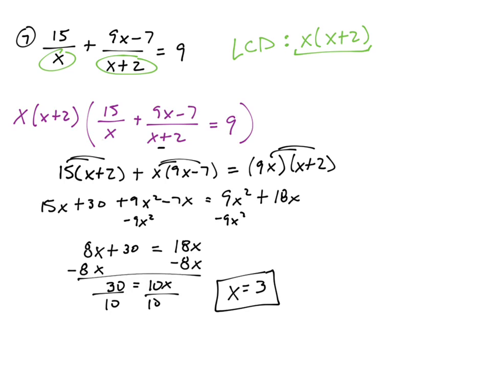So what we're going to do then is just plug this back in and test for extraneous solutions. So let's see, if 3 is our value, we've got 15 divided by 3 plus (9 times 3 minus 7) over (3 plus 2) equals 9. So this is 5. That's 27 minus 7 is 20 divided by 5, which is 4. And so 5 and 4 is 9. 9 equals 9. We're good. Good solution.